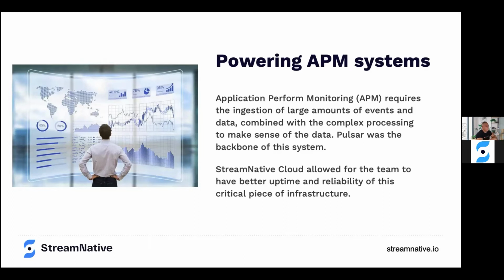And they wanted Apache Pulsar to be the backbone of that system, gathering that data and able to do real-time processing on it, merging the streams together. They chose StreamNative Cloud because it allowed them to have better uptime and reliability of this critical piece of infrastructure. They didn't want to manage it themselves. Instead, they wanted StreamNative Cloud to provide a stable, reliable piece of infrastructure for them to build their APM platform on top of.